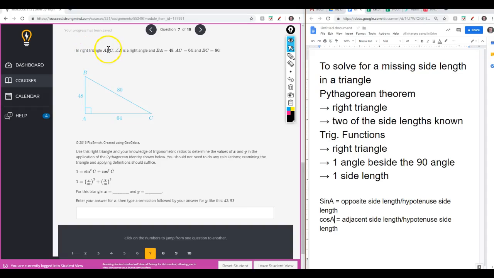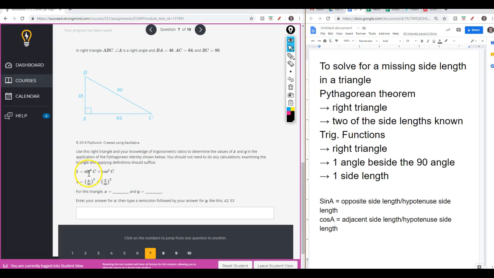Alright, in right triangle ABC, angle A is a right angle and the distance of BA is equal to 48. The distance of AC is equal to 64 and the distance of BC is equal to 80. Use this right triangle and your knowledge of trigonometric ratios to determine the values of x and y in the application of the Pythagorean theorem identity shown below. You should not need to do any calculations. Examining the triangle and applying definitions should suffice.